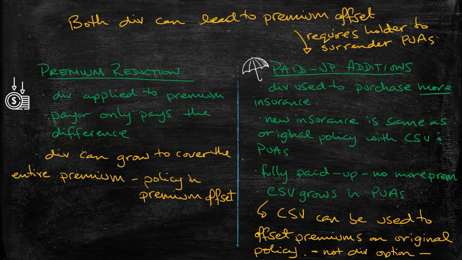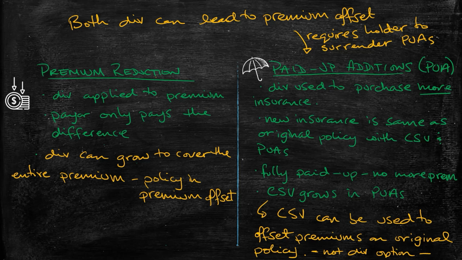Remember, the PUAs are increasing the death benefit, increasing the cash value, and increasing the additional PUAs that can be purchased. So it kind of ends up as this continuous cycle that your policy is continually growing as you might have more insurance. So it is a really good option as one of the dividend payment options.